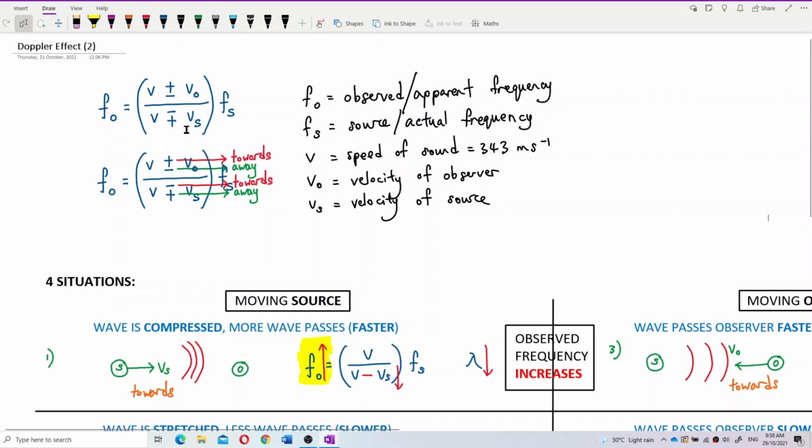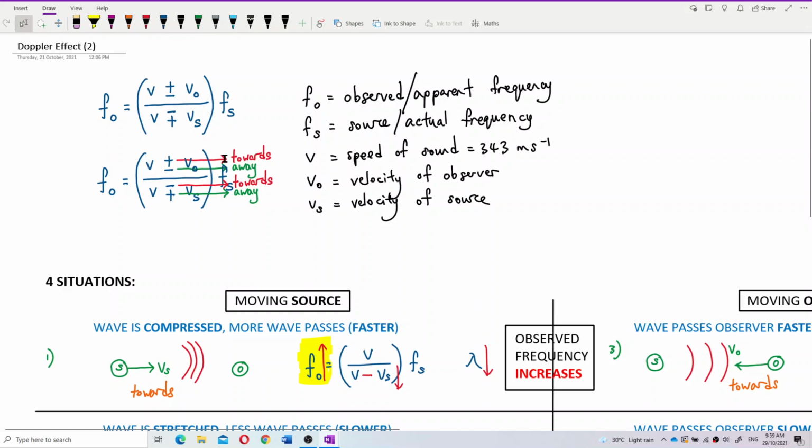So the observer is at the top and the source is below. Remember that. Another thing: my question is, why at the top is it plus or minus and at the bottom minus or plus? Why such a difference in our syllabus?